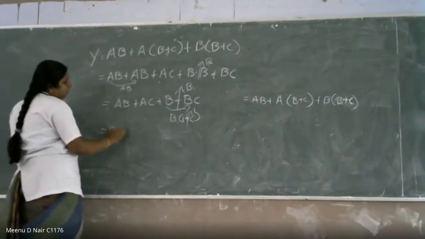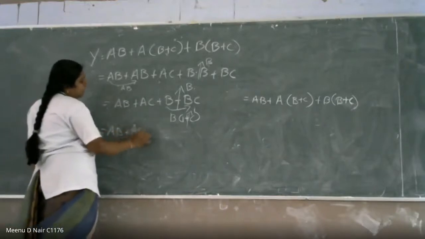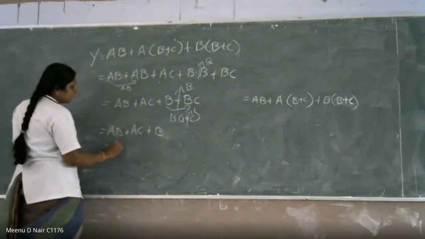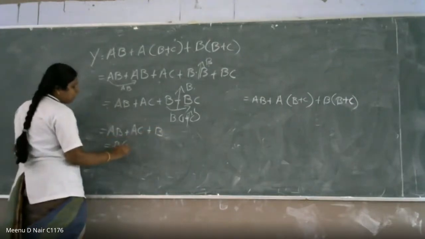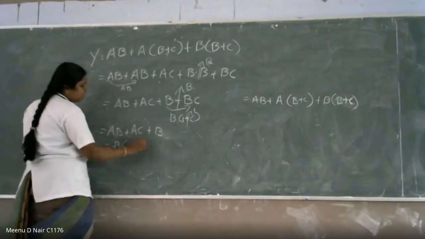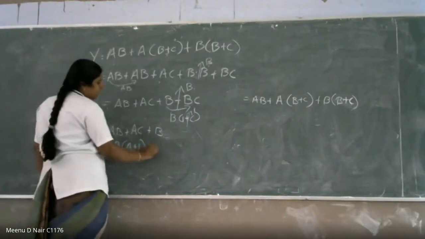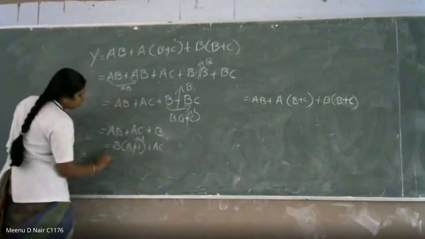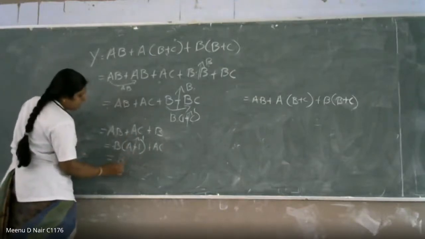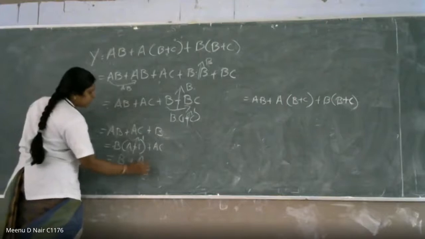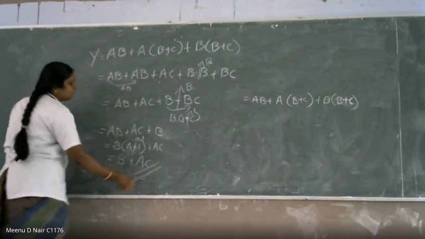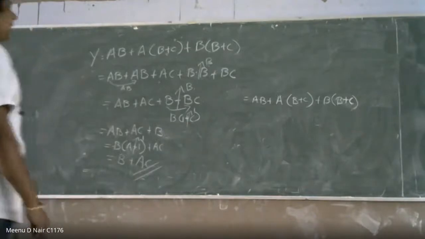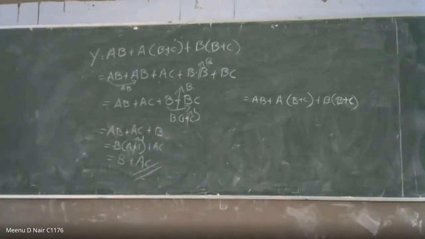So AB + AC + B. Again, you are going to take B outside: B(A + 1) + AC. A + 1 is nothing but 1 itself. So B into 1 is B, plus AC. This is the final answer: B + AC.